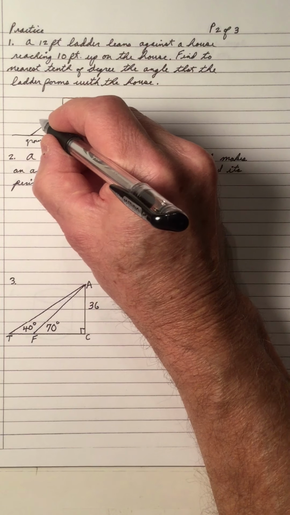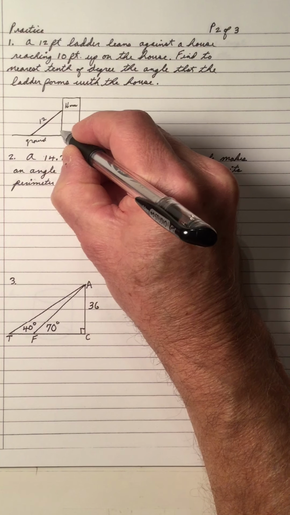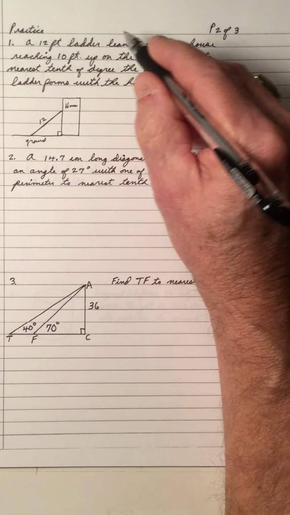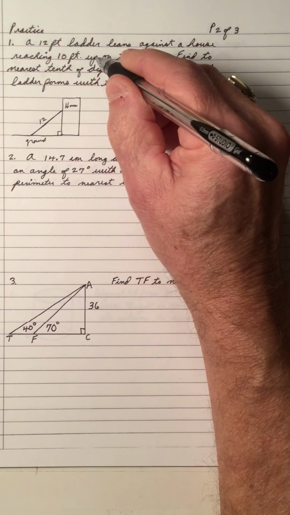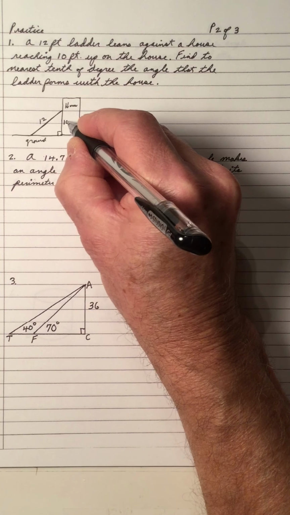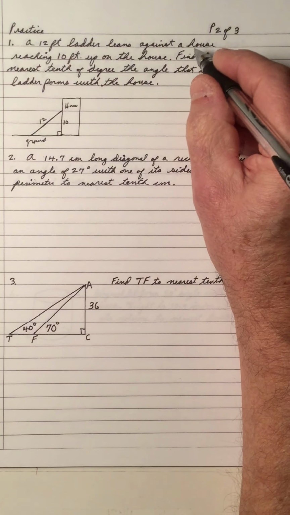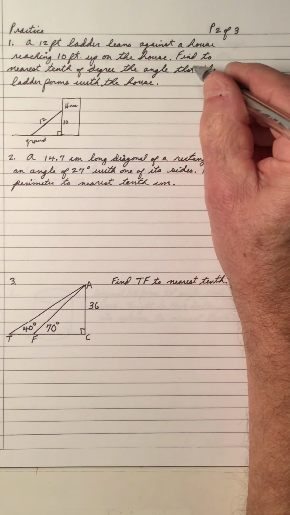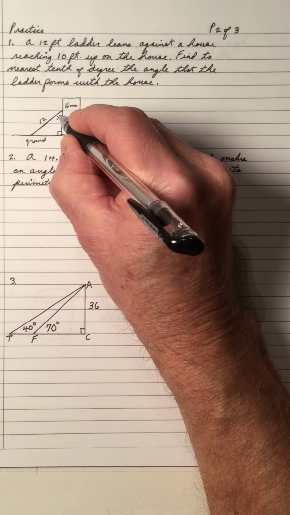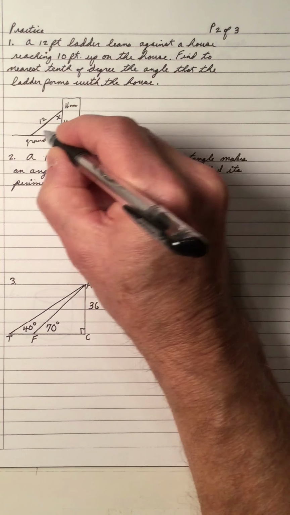A 12-foot ladder, so that's the length of the ladder right there, from there to there. The house is perpendicular to the ground, and this 12-foot ladder leans against the house, reaching 10 feet up on the house. So the 10 feet that it is reaching up is from the ground to here. So there's the 10 feet. Find to the nearest degree the angle that the ladder forms with the house. So this is the ladder, this is the angle that the ladder forms with the house.